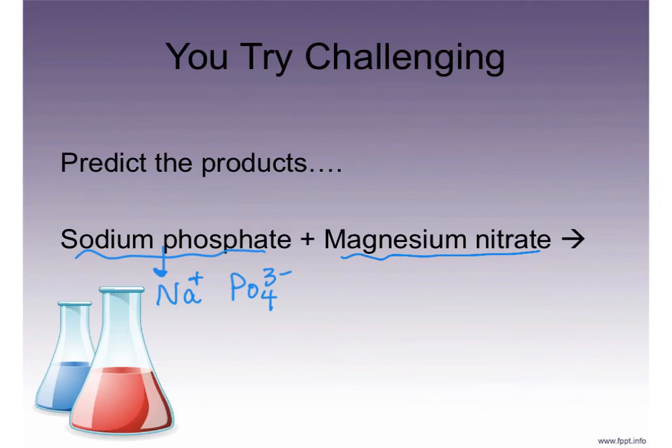Then you've got to predict the products. Then you have to look at the solubility chart and then write a balanced reaction, okay? And that is it for precipitation reactions.